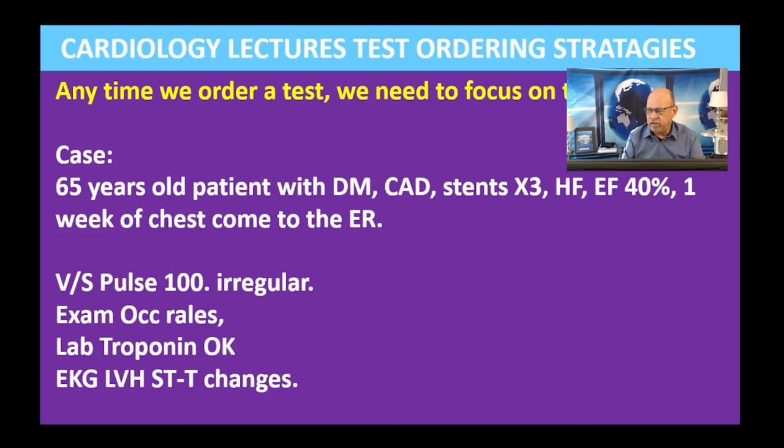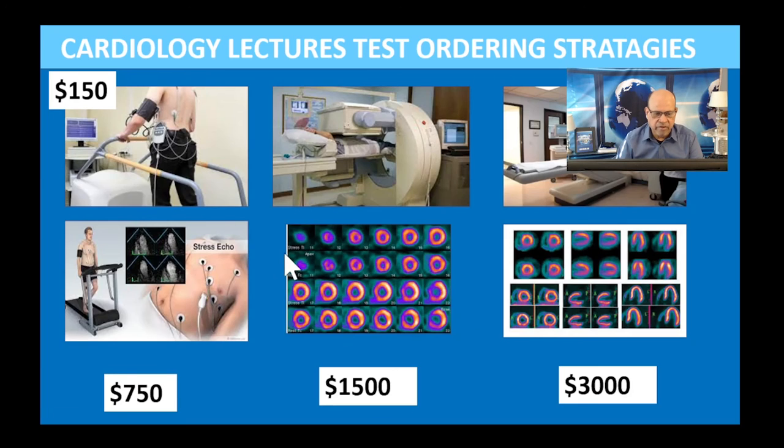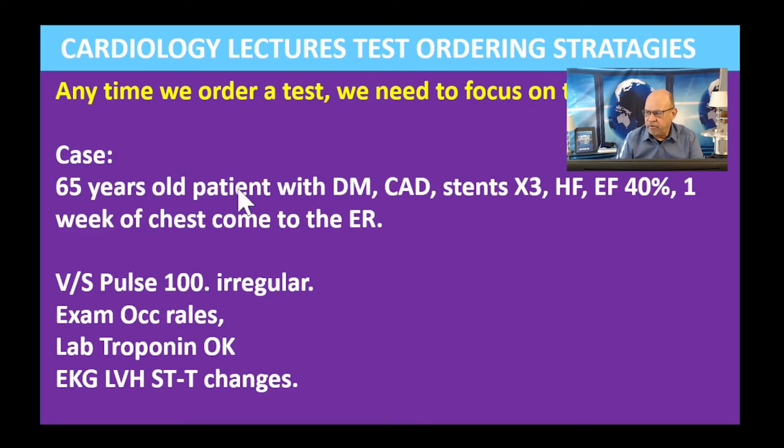Let's take a 65-year-old patient with history of diabetes, coronary artery disease, 3 stents in the past, heart failure, ejection fraction 40%, 1 week of vague chest pain, presents to the hospital, pulse 100, irregular. Pay attention, every word is very important here. That means he could have atrial fibrillation or arrhythmias.